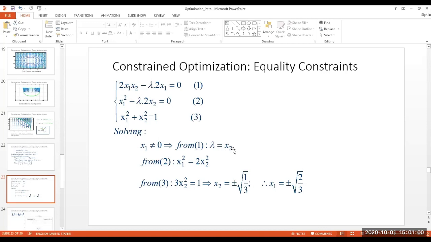Lambda equals x2. Then we use this relation in equation number 2, and we reach x1 squared equals 2x2 squared. Then from 3, we use this relation x1 squared equals 2x2 squared, plug them in, and solve for x2. So x2 comes out as this. Then we plug it into any of the equations. This one is the easiest, so you replace it here and calculate x1. So you are left with this.